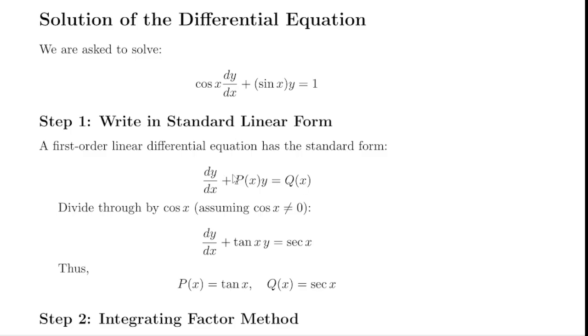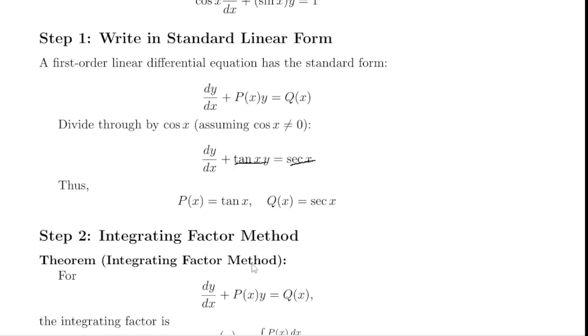We're going to divide both sides by cosine of x because we want to have dy/dx by itself. And here, because we're dividing by cosine of x, we want to assume it's not equal to 0. So when we divide by cosine of x, the sine of x turns into tangent of x, and then 1 turns into secant x. So now we can see that p of x has to be tangent x, and q of x has to be secant x.